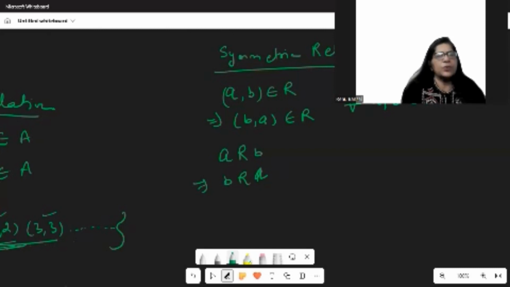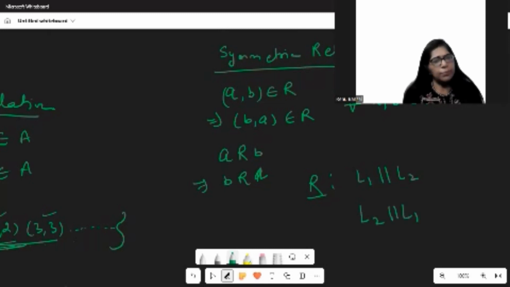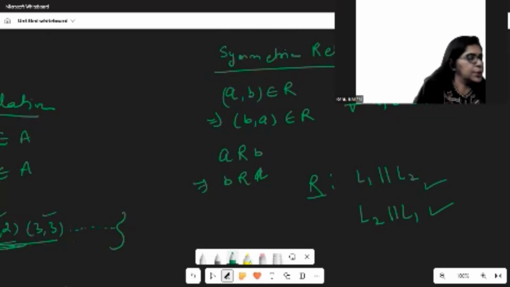Let's take the previous example, where the relation was line L1 parallel to L2. So in this, can I say line L2 is parallel to L1? Yes. So this is a symmetric relation. One more example will be taken for this.